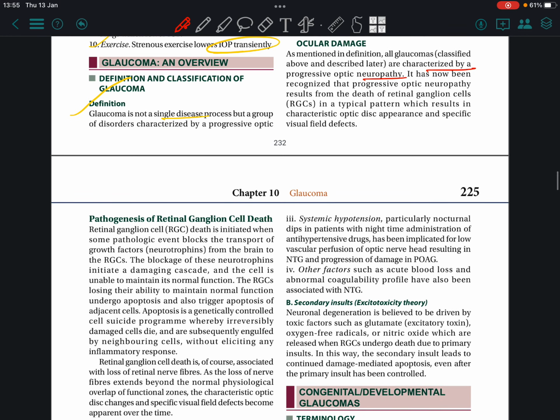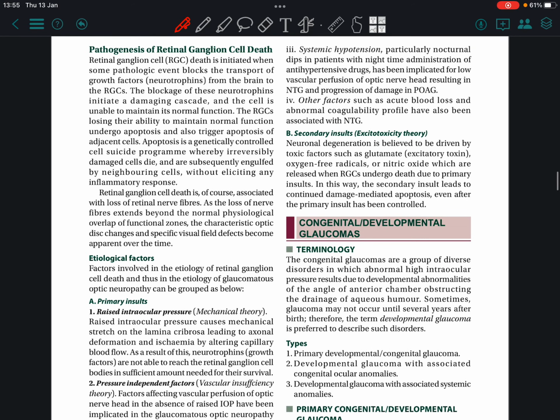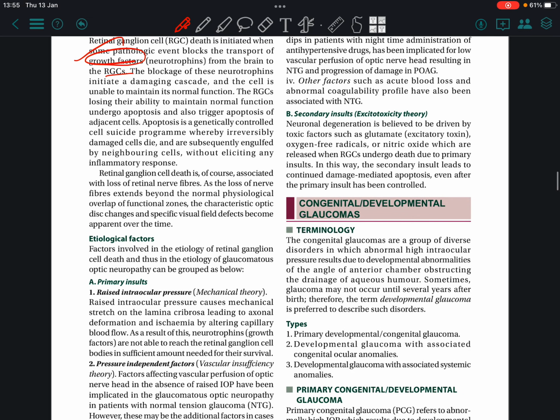It has now been recognized that progressive optic neuropathy results from death of retinal ganglion cells. Pathogenesis of retinal ganglion cell death. Retinal ganglion cell death is initiated when some pathological event blocks the transport of growth factors from the brain. The blockage of neurotrophins initiates a damaging cascade, and the cell is unable to maintain its normal function.